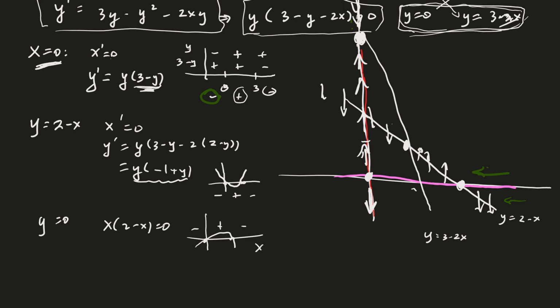That means if x is less than 0, then we're traveling to the left. If x is between 0 and 1, we'll be traveling to the right. And if x is bigger than 1, we'll be traveling to the left. So let's put those items on our graph.